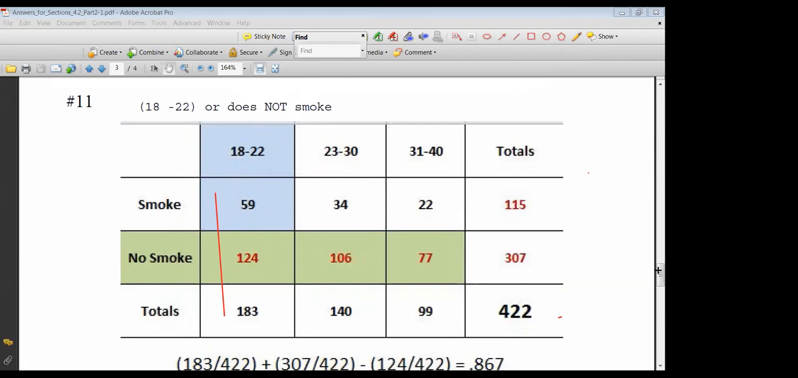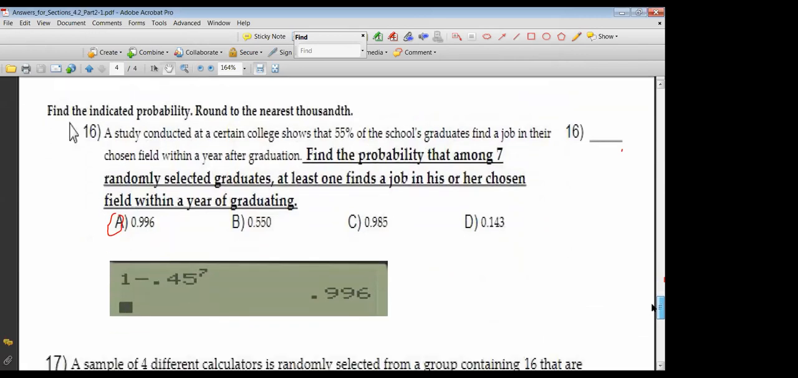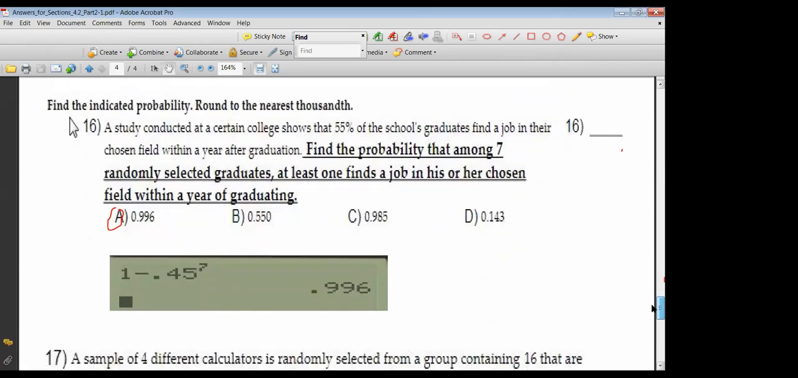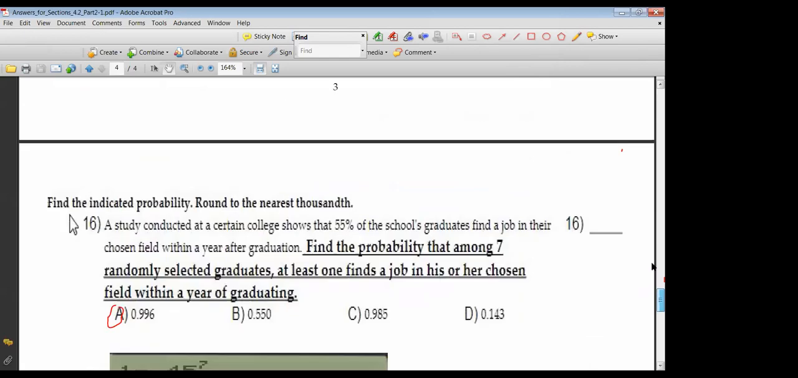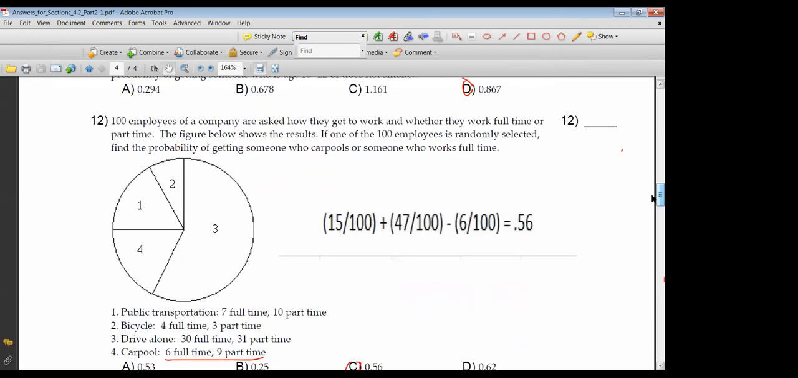I'm trying to draw something here. It's just not working out for me. So I'm going to clear all my drawings. All right. All right, these are the toughest problems. Now, I did 10 and 11. I got to go back to 12 here.